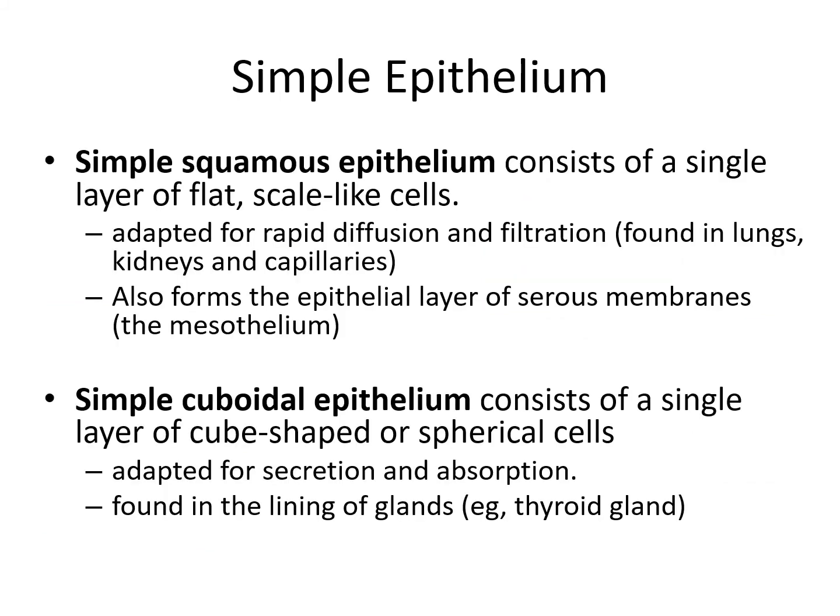Squamous cells are flat and thin. Because of that, material passes across them quite quickly and quite easily. So wherever we need to have rapid diffusion of gases or liquids, squamous cells do a very good job of that. Within the lungs, within the kidneys, within the capillaries, where we need rapid exchanges, we have only a single layer of squamous epithelium.